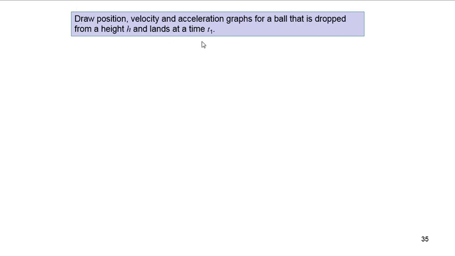So let's look at this problem here. We're going to draw three graphs. One is going to be position, y position versus time. One is going to be velocity versus time, and one is going to be acceleration versus time. So press pause, see if you can figure out what those graphs would look like, and then press play to go through it with me. I'm going to start by drawing the acceleration graph first because that's the easiest one for me.